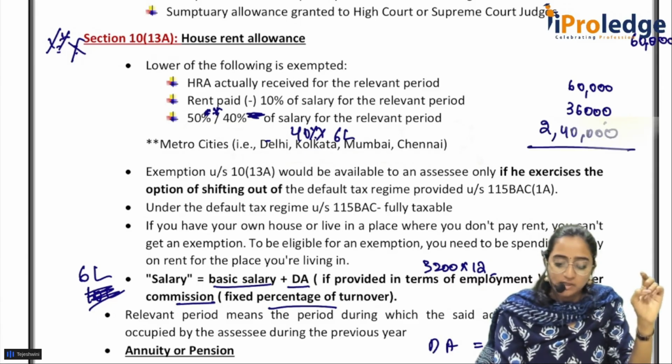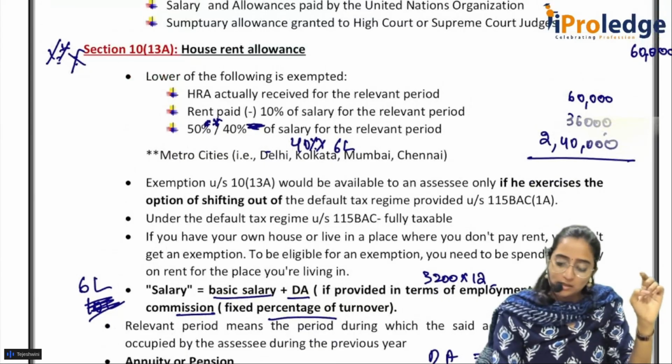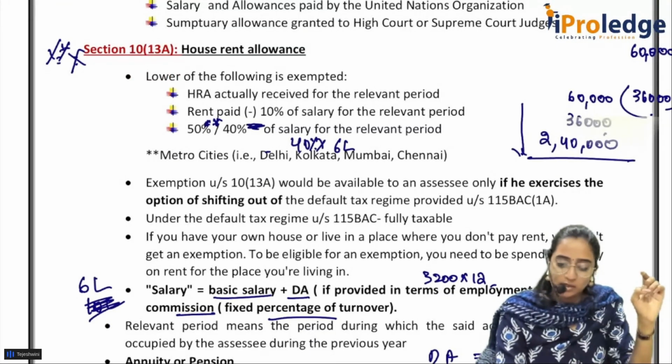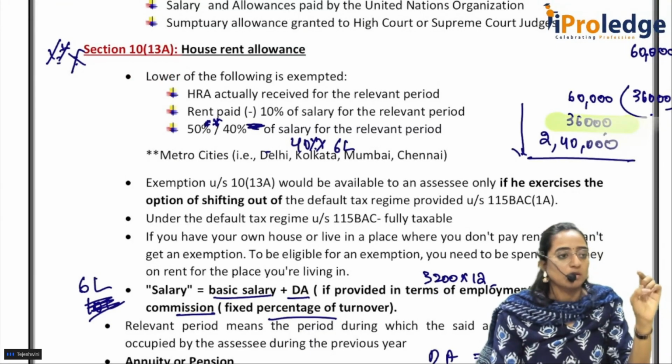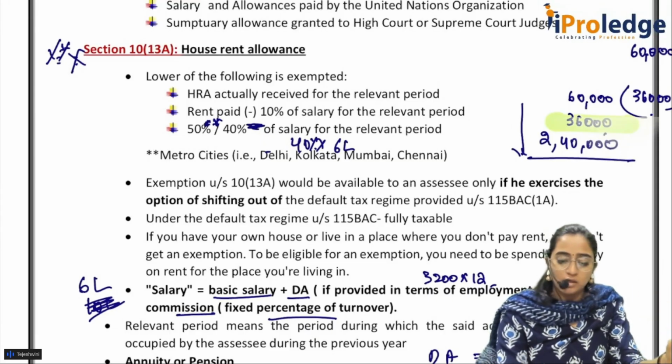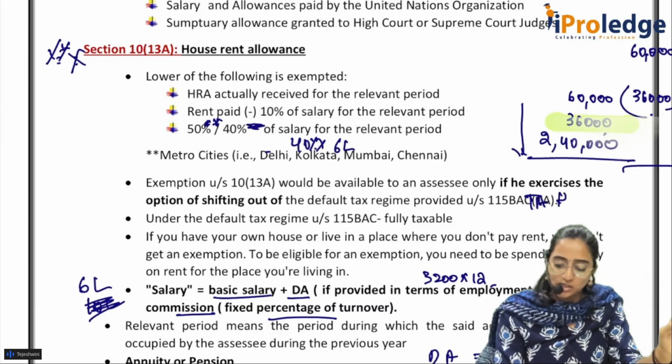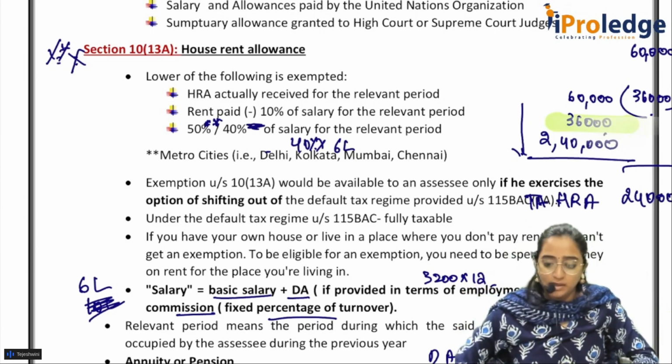Now tell me whichever is lower. 36,000. So you are going to get 36,000 as your exemption. Least of the following is exempted. So 36,000 would be considered as your exempted amount. Now your taxable HRA would be 24,000. Everyone, your taxable HRA would be how much? 24,000. Done. Clear? Comfortable, everyone? Great.